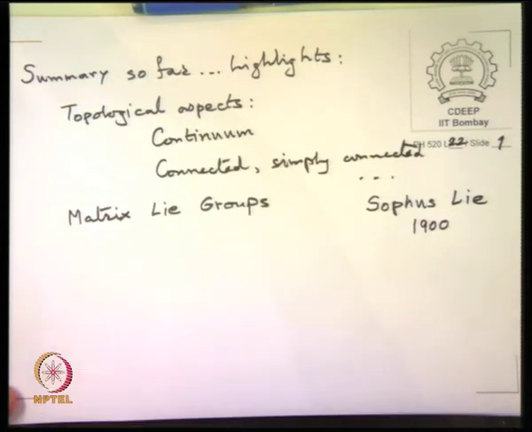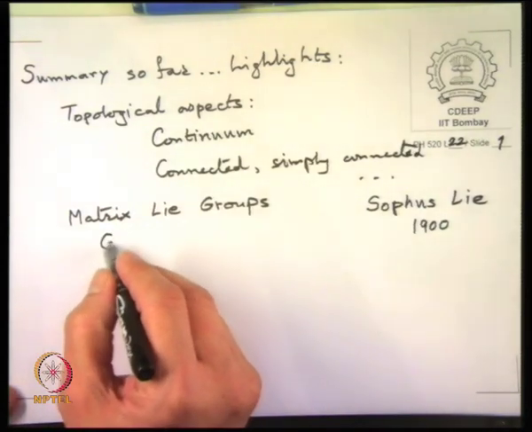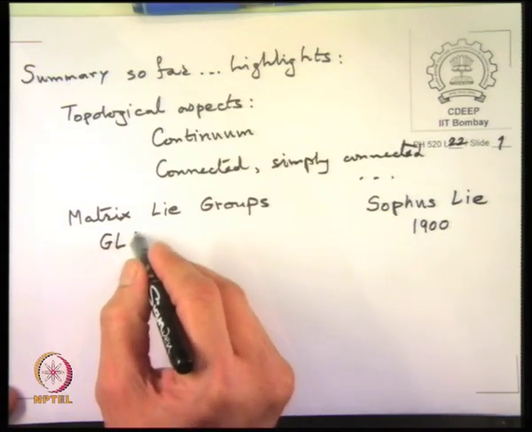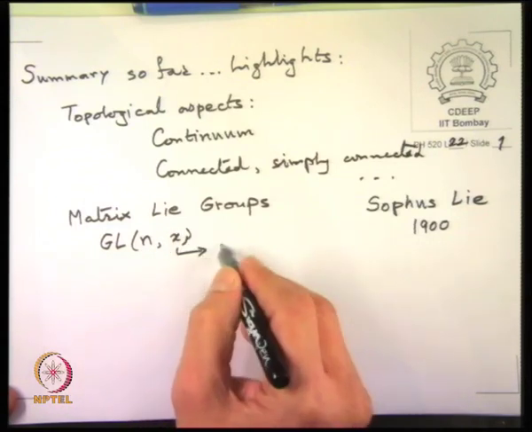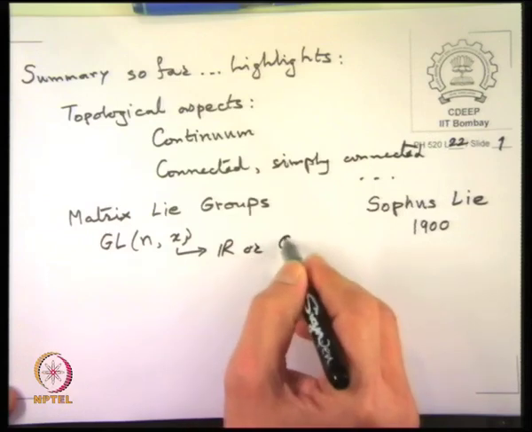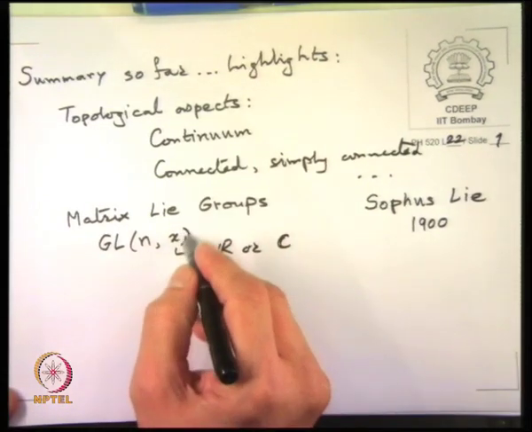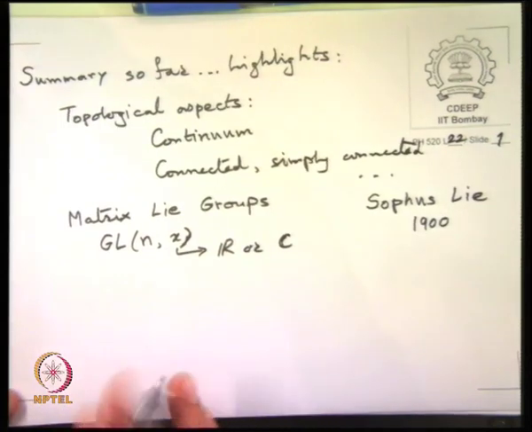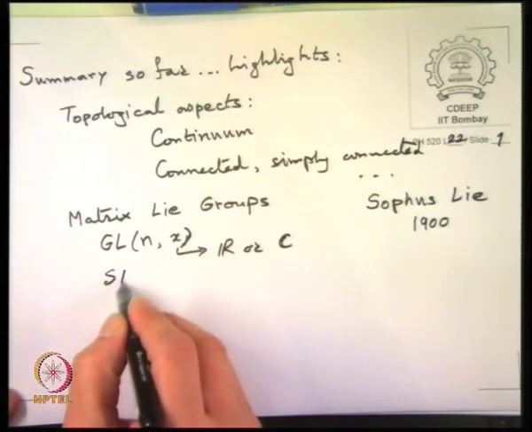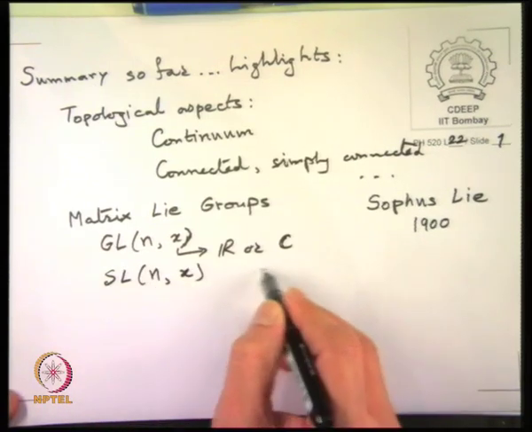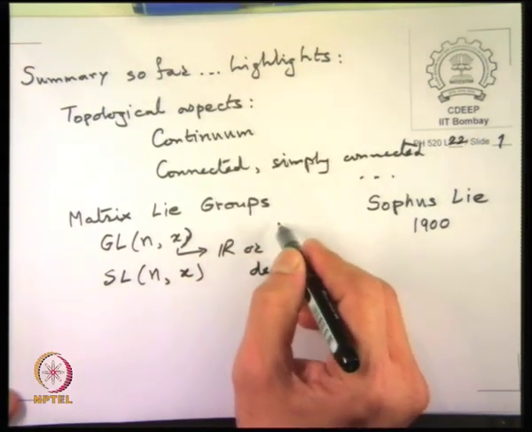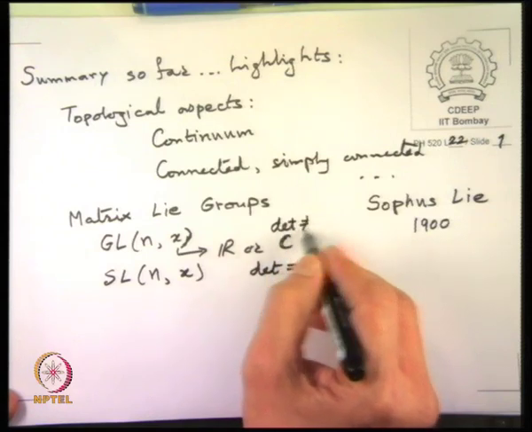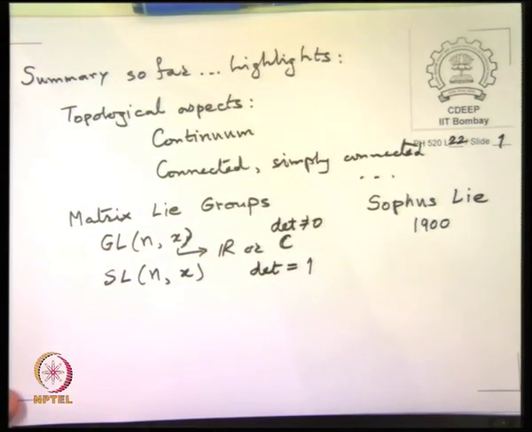Okay, so matrix Lie groups, and we saw that the big group there is GL(n, X), where X is R or C. N by n matrices of non-vanishing determinant, because you have to have an inverse, and correspondingly there is also SL(n, X), which have determinant equal to 1. So determinant is restricted not to 0. That is all you need for invertibility, whereas for the SL we restrict it to be +1.